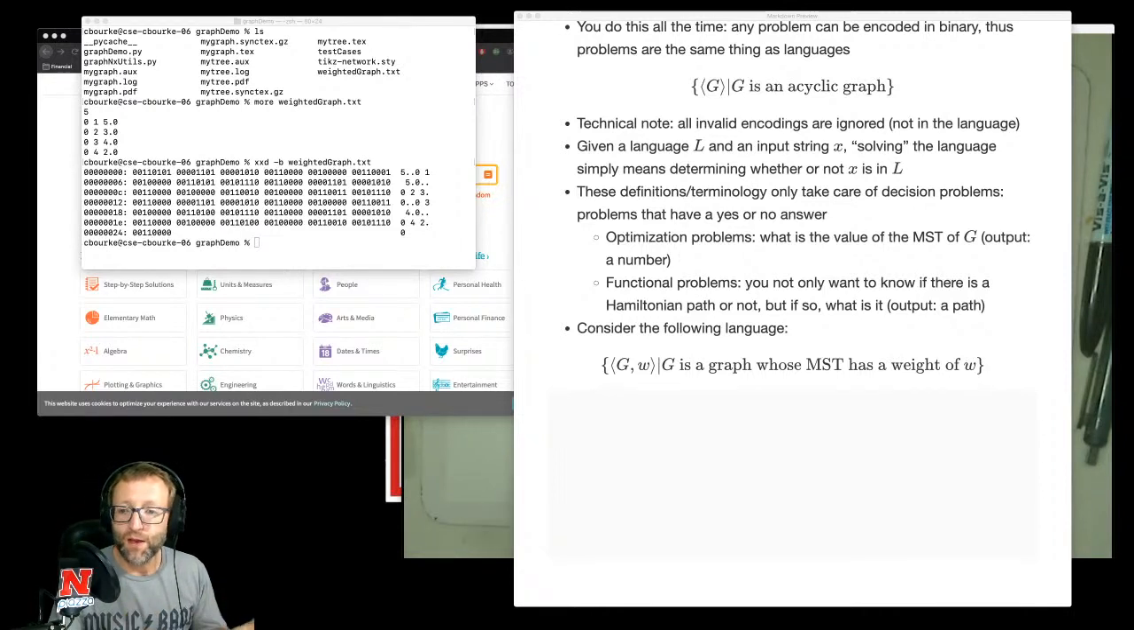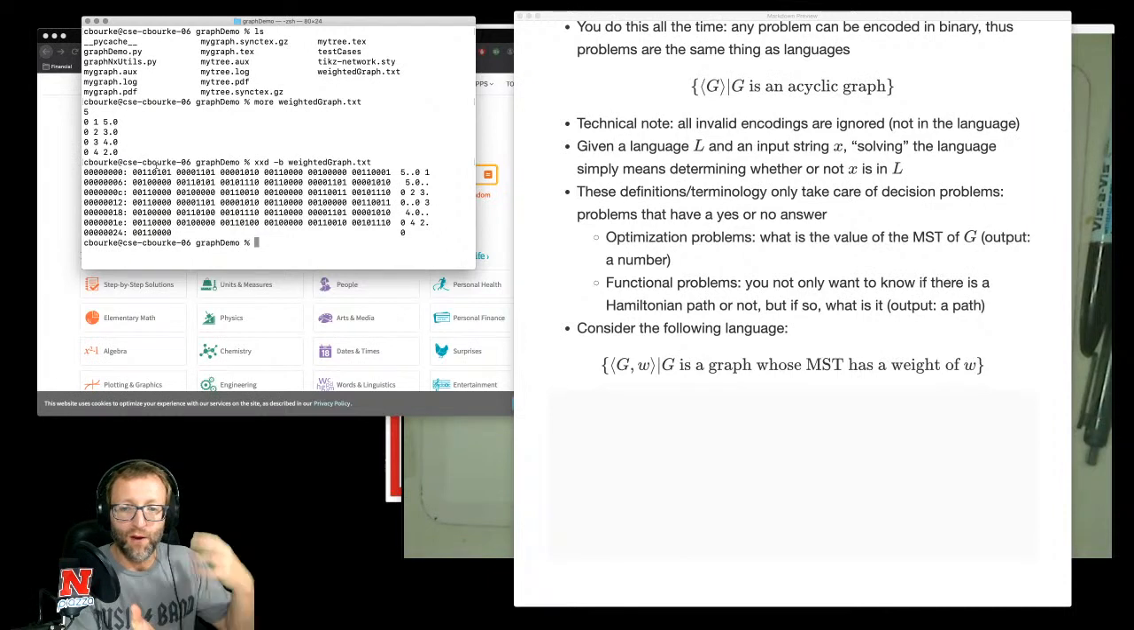You can do the same thing with a minimum spanning tree by simply taking all the weights and summing them up. Over here, all the weights are 5, 3, 4, and 2, so that'll be 14. All I have to do is ask the question, here's the graph, is the minimum spanning tree's weight 5? No. Okay.